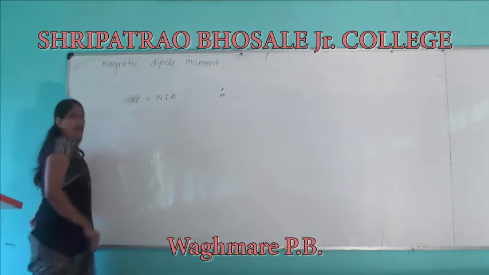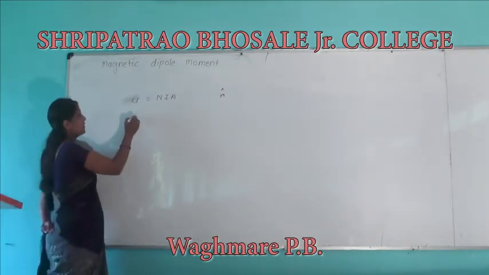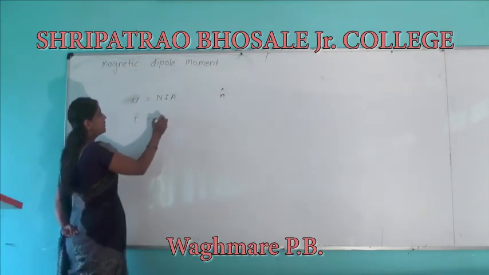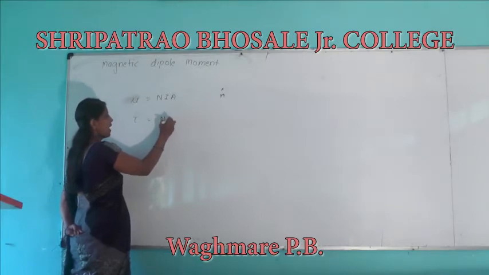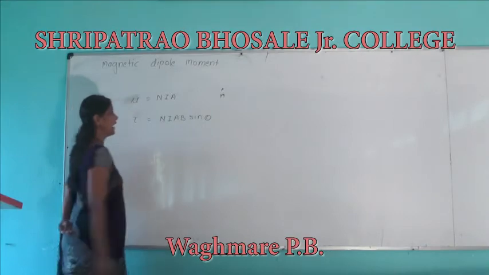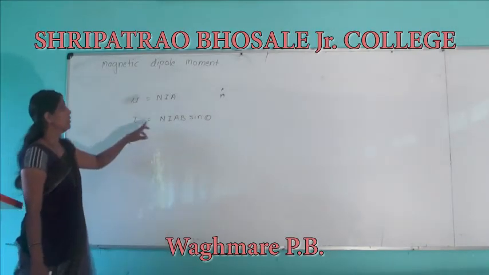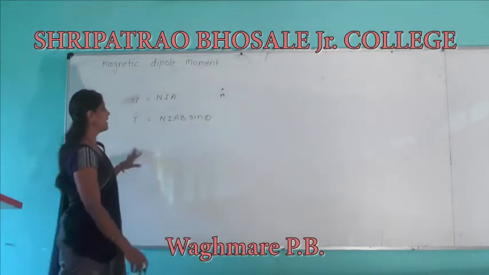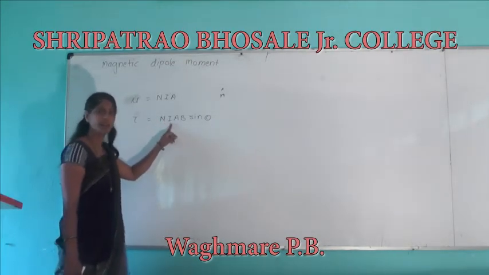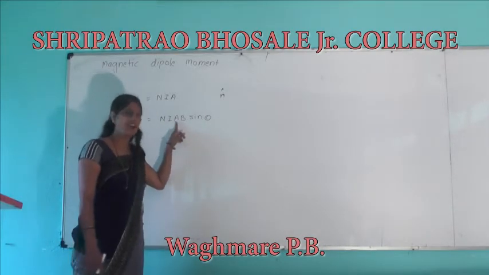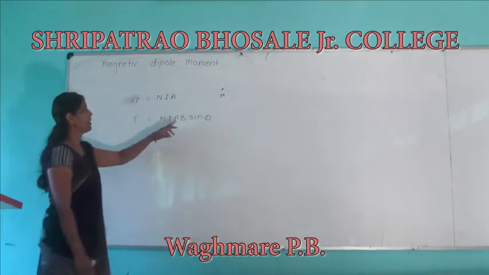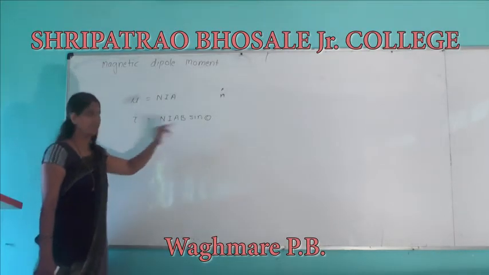Also we know that the torque is equal to NIAB sin theta, where N is the number of turns in the coil, I is the current passing through the coil, A is the area of the coil, B is the magnetic field, and theta is the angle between the area vector and the magnetic field.